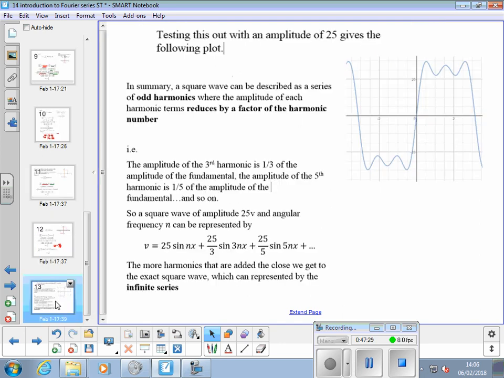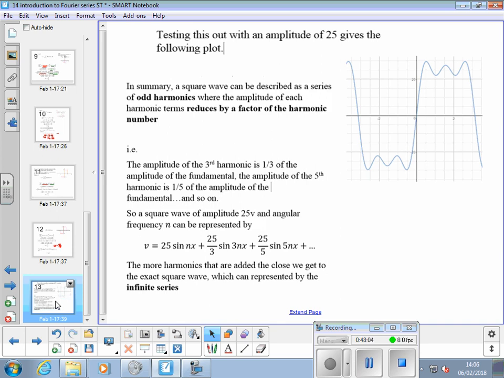So, on the last page here, what I've done is tested that out with a square wave of amplitude 25. So in summary, what we can say is that a square wave can be expressed as a series of odd harmonics where the amplitude of each harmonic term reduces by a factor of the harmonic number. We've proved that. I kind of told you that last week. Now we've proved it through Fourier series.